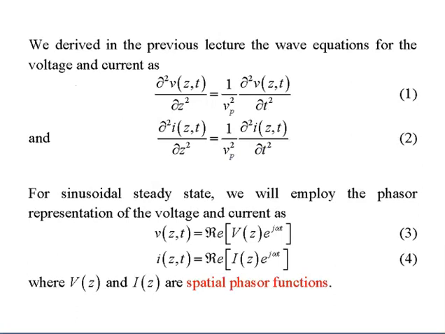We derived in the previous lecture the wave equations for the voltage and current as equation 1 and equation 2. So it looks quite complicated. For sinusoidal steady state, we are going to employ the phasor representation of the voltage and also the current. We call these the spatial phasor functions, Vz and Iz. Equation 3 gives V(z) e^(jωt), and also for the current, I(z) e^(jωt).